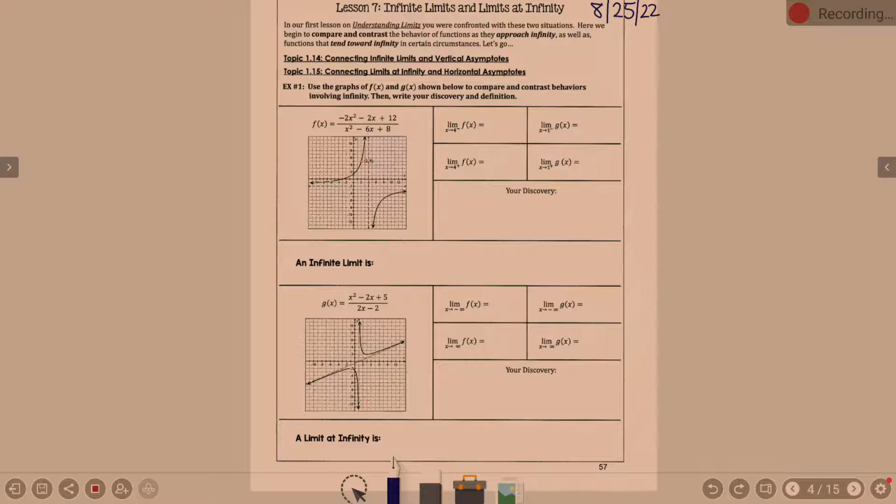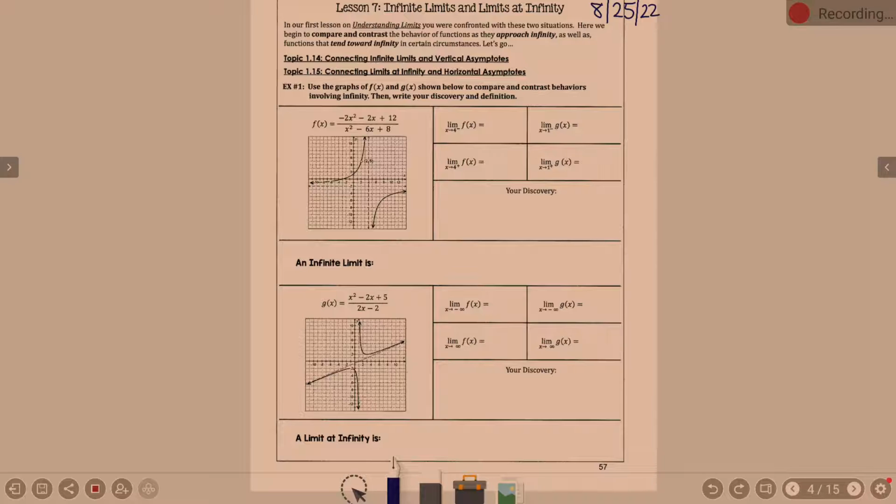So we're going to use the graphs. Now, you kind of have to watch carefully here. The top graph is f of x. The bottom graph is g of x. And the questions are kind of mixed, so just be aware here. We're going to use this to discover some information here. So let's go ahead and look here.